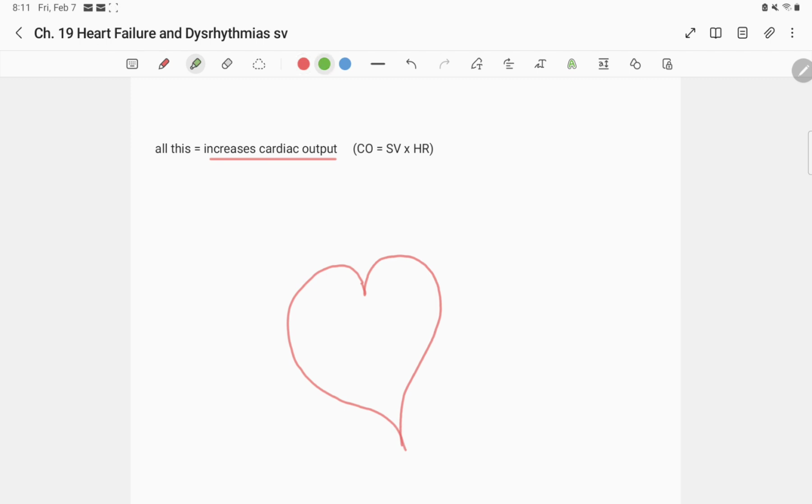Okay, so the heart has beta 1 receptors. Okay, beta 1 receptors. And it has angiotensin 2 receptors.